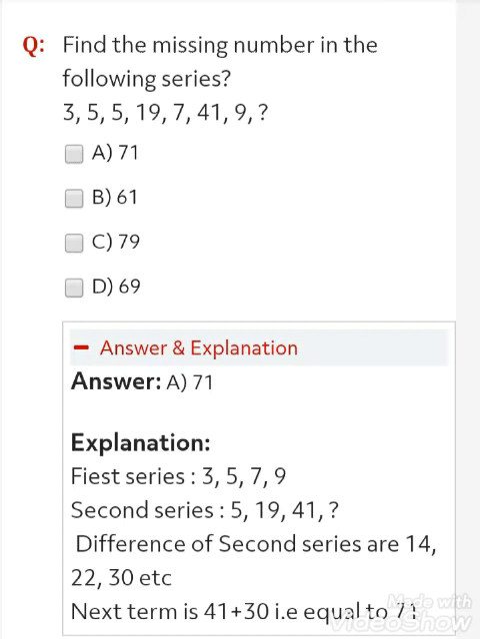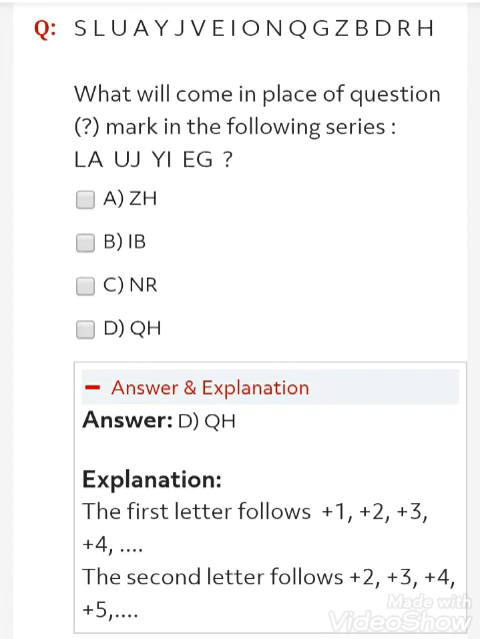Now come to the answer. The answer is 71. And why? Because the first series is 3, 5, 7 and 9. The second series is 5, 19, 41 and question mark. Now if I divide this full series into two series or two sets of numbers, then it will be like this. Now the differences of the second series are 14, 22, 30 etc. The next term is that. Okay, now come to the next question.